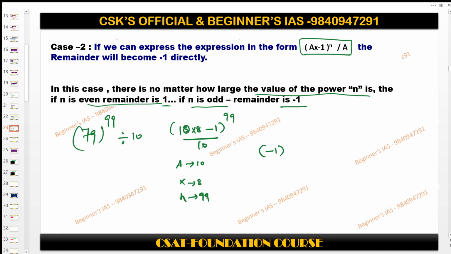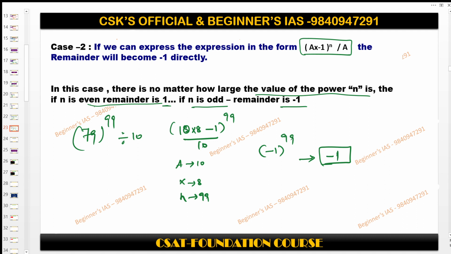Now read carefully. If the power is odd, then the remainder is minus 1. After you find minus 1 as the remainder, you need to go with the power. When the power is odd, you take minus 1 as the remainder. If the power is even, what would be the answer? If the power is even, you will get plus 1 as the remainder. Clear? Yes, sir.